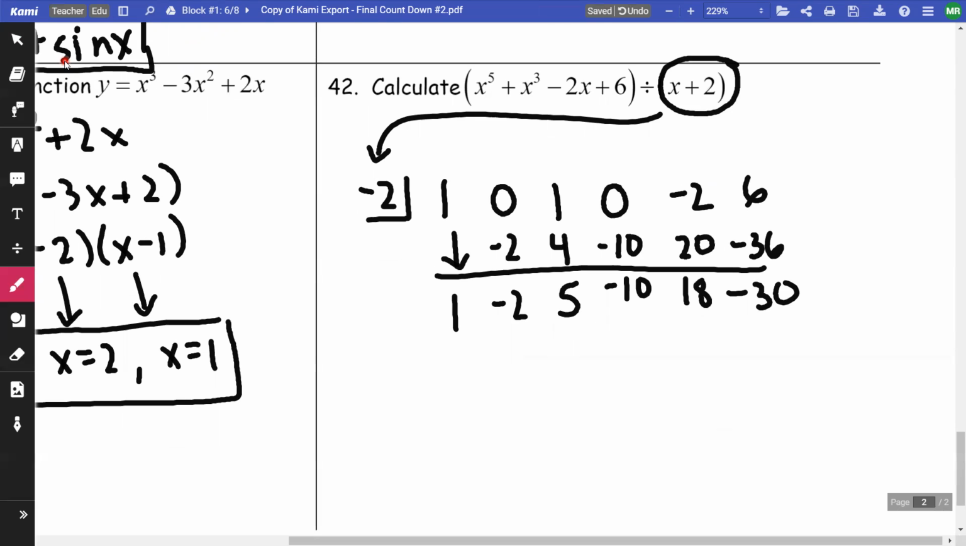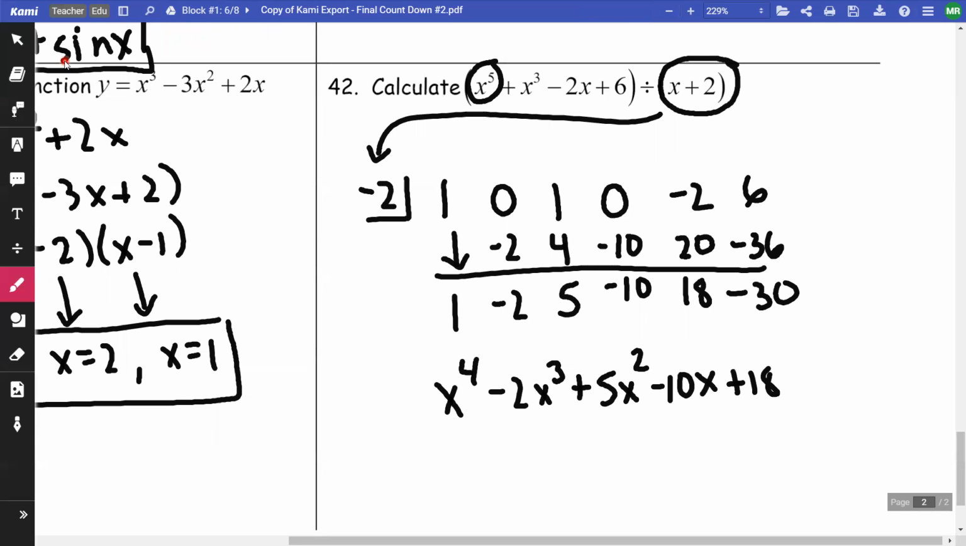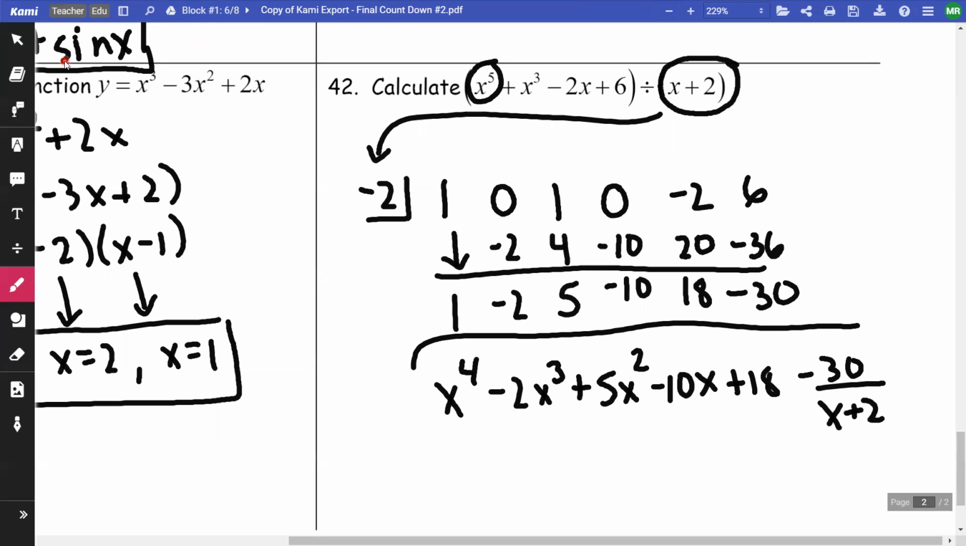They've asked that a couple of times on some of these worksheets. This one, they want us to calculate the quotient. So since I'm starting with an x to the 5th, this is going to be an x to the 4th minus 2x cubed plus 5x squared minus 10x plus 18, minus 30 over x plus 2. That's what we get when we divide. It did not go in evenly.